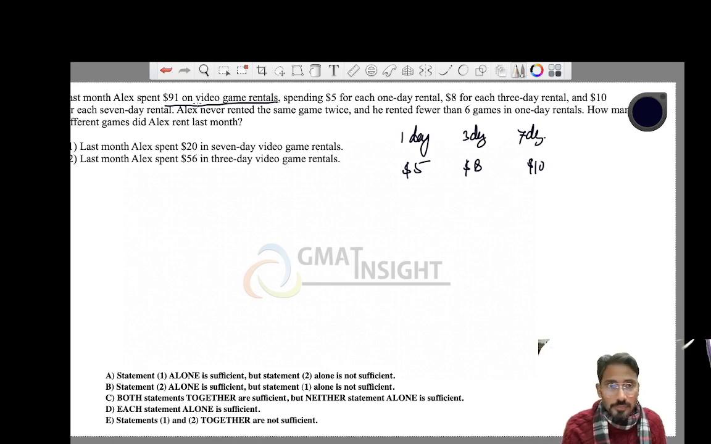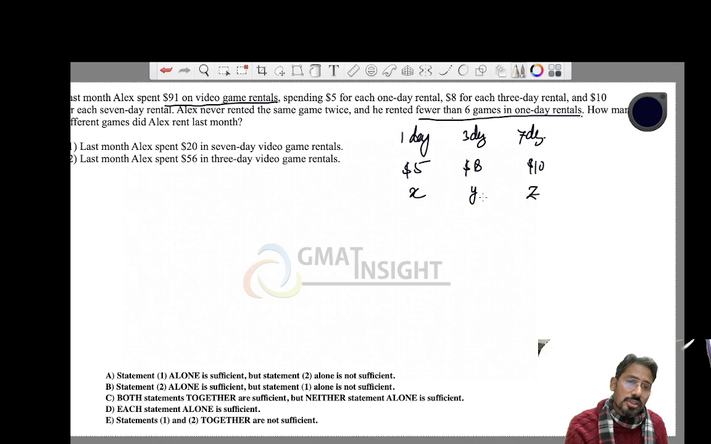and he is spending a total of 91. We also know that Alex never rented the same game twice and he rented fewer than 6 games in 1 day rentals. Let's assume in 1 day he took X games and in 3 day he took Y games and then Z games. Then the question is only asking for the total number of games, how many different games did Alex rent last month. And we also know that X is definitely less than 6. It's crucial information, it will definitely be used somewhere, so let's just preserve it.